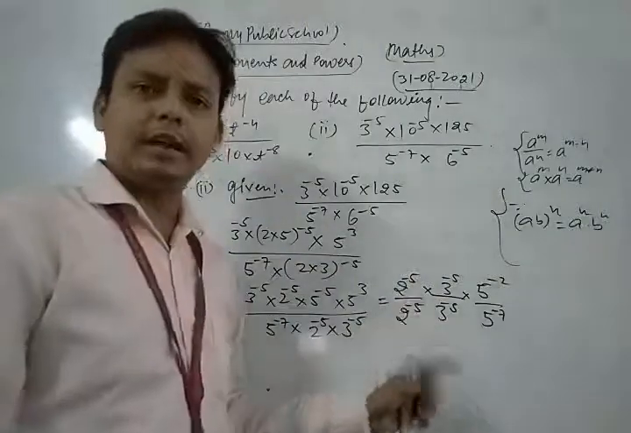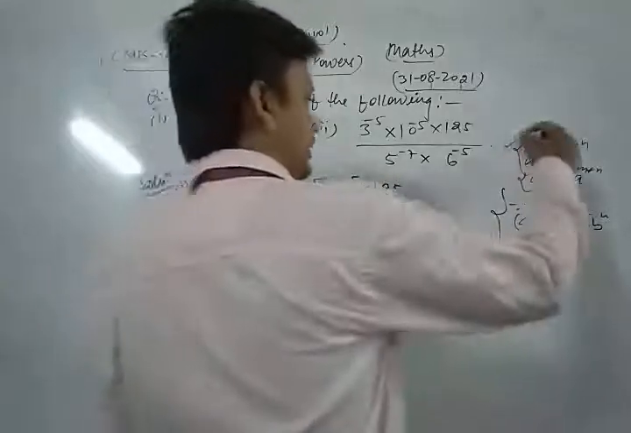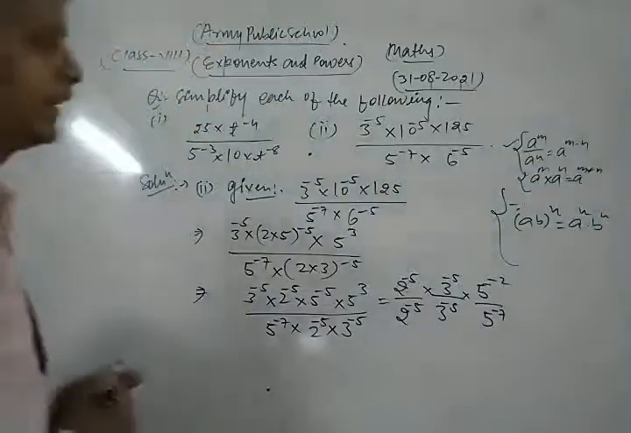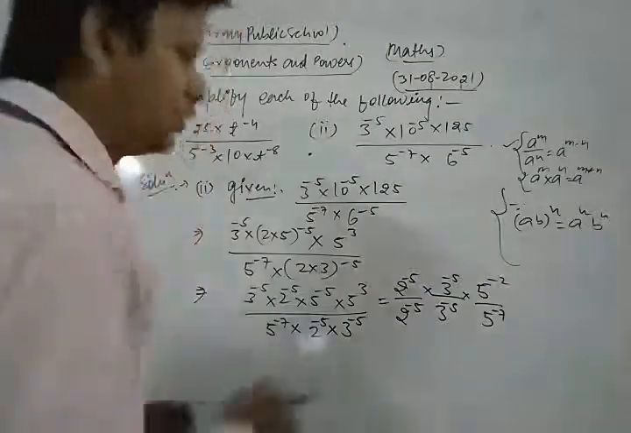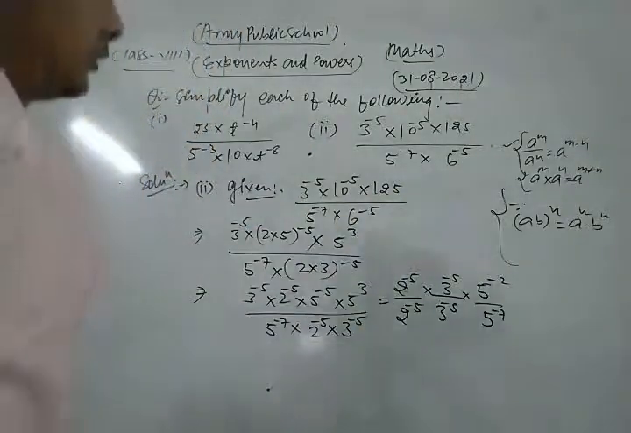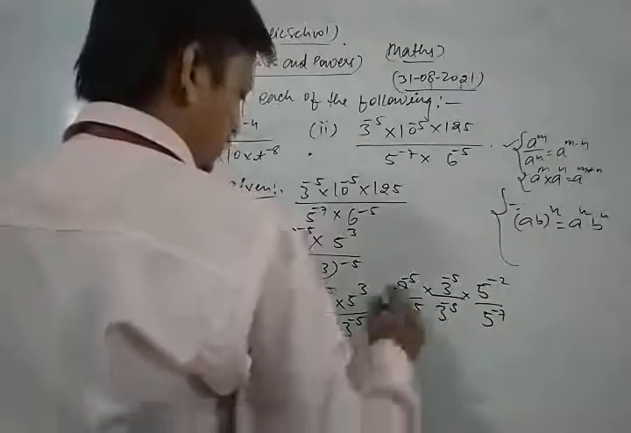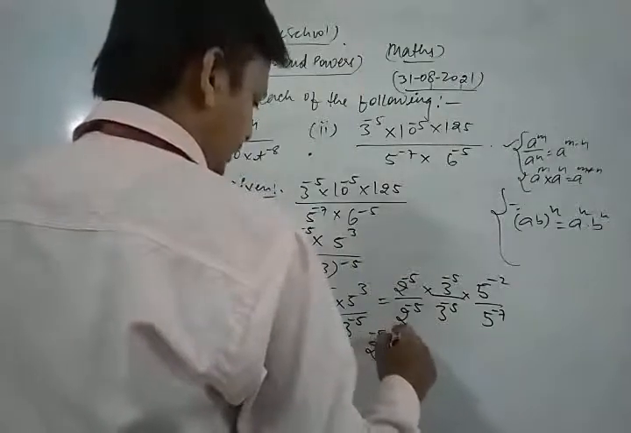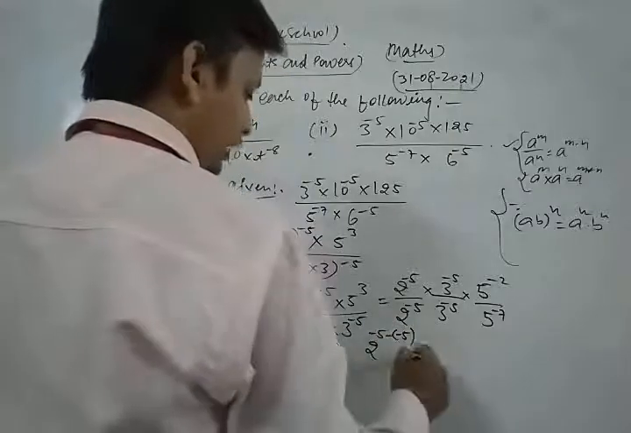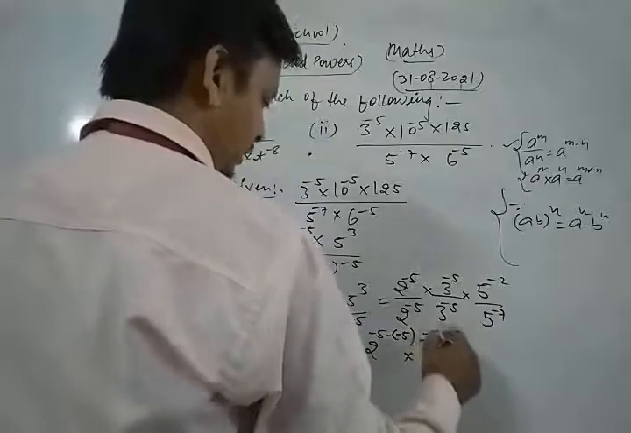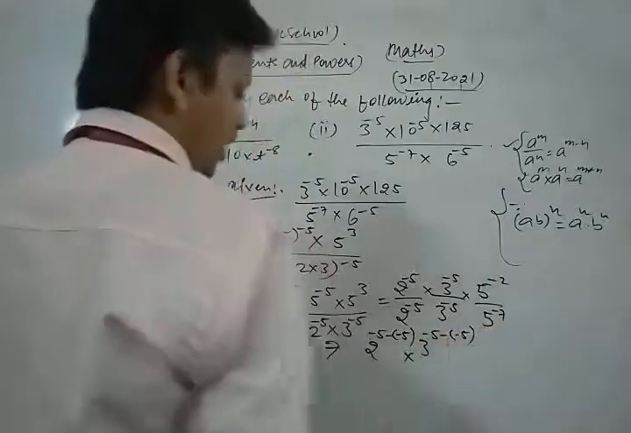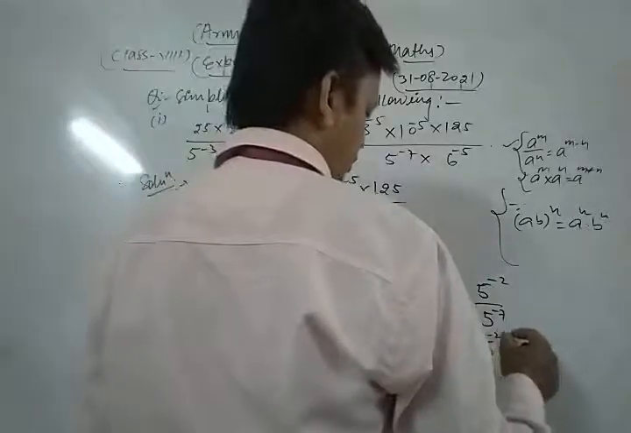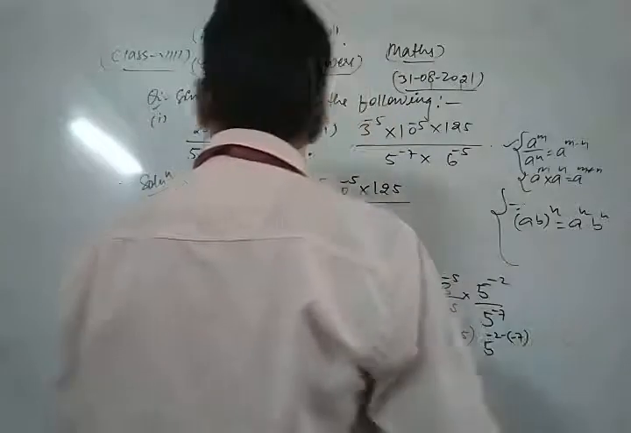Now here we apply the laws of exponents. a to the power n upon a to the power n is equal to a to the power n minus n. Okay, so look, we have 2 power minus 5 minus 5 into 3 power minus 5 minus 5 into 5 power minus 2 minus 7.